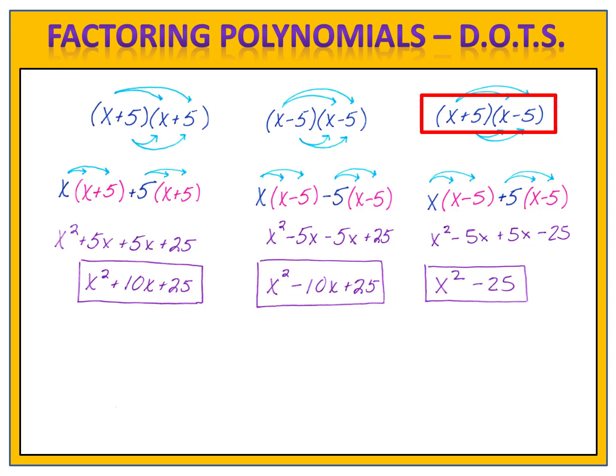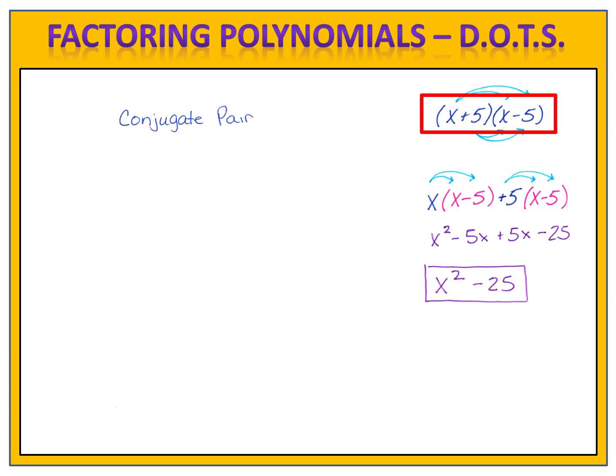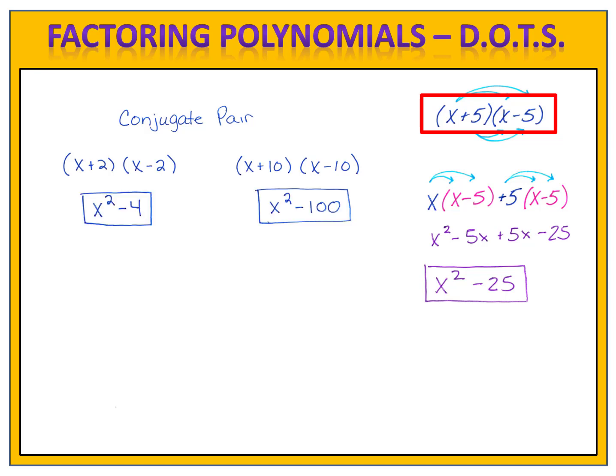When we have two binomials that are almost identical, with one being addition and one being subtraction, we have what is called a conjugate pair. And the fact that they multiply into a special binomial makes them very easy to use for factoring. If we multiply any conjugate pair of binomials, what we'll end up with is a perfect square minus a perfect square. X plus 2 times x minus 2 multiplies to x squared minus 4.